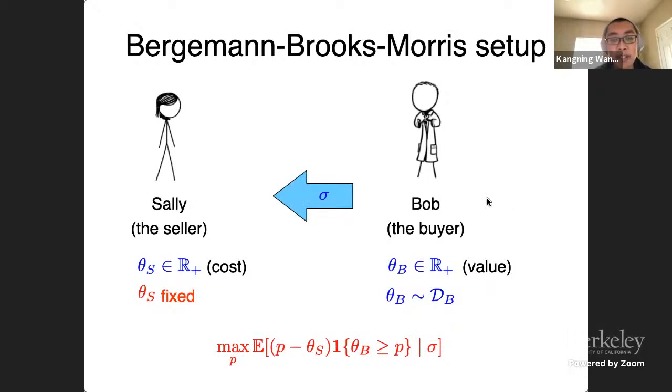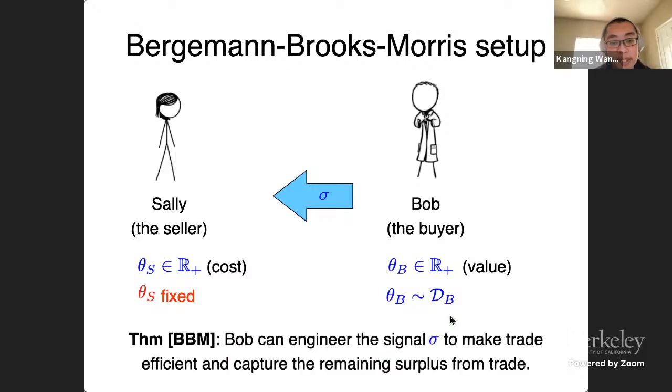And in their model, in the beginning, Bob can persuade Sally by sending a signal, and this sigma can be correlated with the value. So upon receiving that signal, Sally will instead choose the P to maximize price minus cost times the probability of Bob buying the item given he has sent the signal sigma. And their main result is that there is a way for Bob to send the signal so that the trade is efficient, meaning that if the value is higher than the cost, then they will always trade. And Bob will be the one to capture the remaining surplus from trade in this setting.